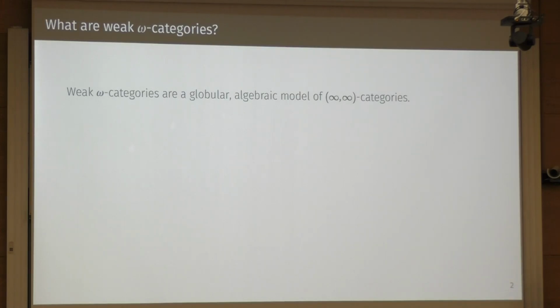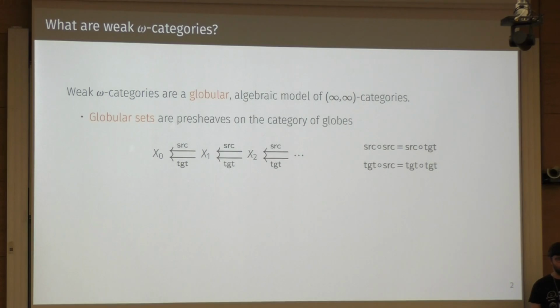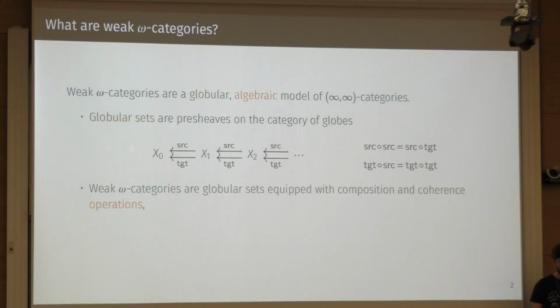So, what is a weak omega category? Here I will be speaking again about the globular algebraic model of weak omega categories, weak infinity categories. Globular means, as we saw, that they're presheaves on the site of globes. So diagrams of sets like this, we have higher cells of every dimension with source and target functions satisfying two identities. Algebraic meaning that they will be globular sets equipped with some type of composition and coherence operations. And the weak meaning that certain diagrams will admit a composite that's unique up to some higher invertible cell.